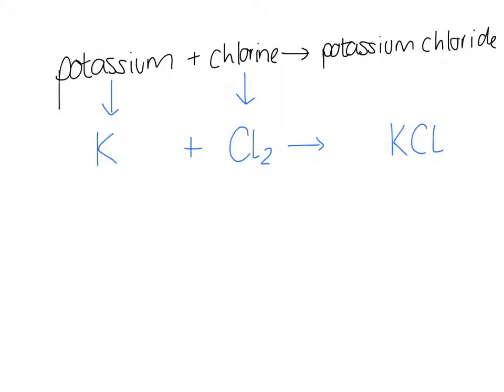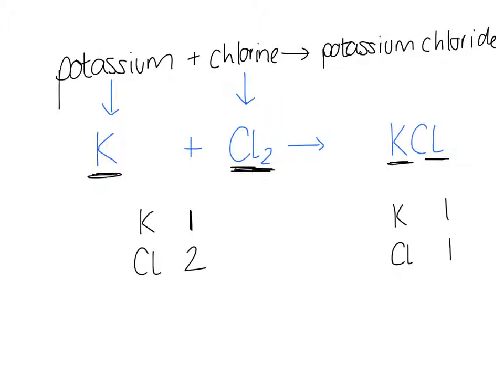Again, next step is to make a list of my elements on the left hand side. So I have potassium, so I write that as K, and I have chlorine, Cl. Again, copy that on the right hand side. Next step is to count up how many of each type of element I have on the left and then how many I have on the right. So you can see that I have 1 potassium and I have Cl2, so that means 2 chlorines. On the right hand side, I have 1 potassium and 1 chlorine.